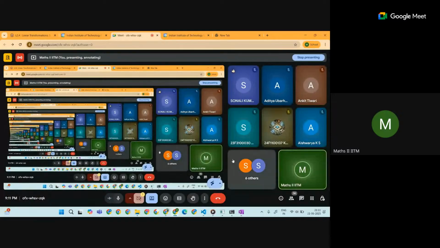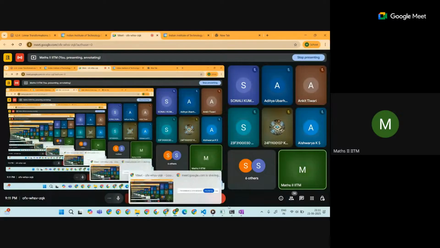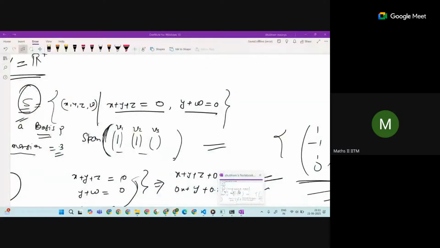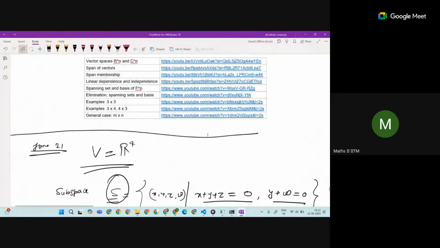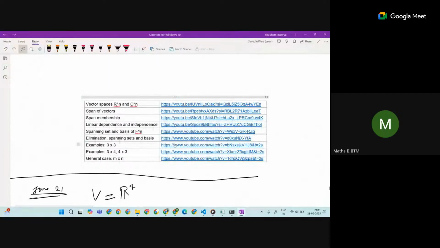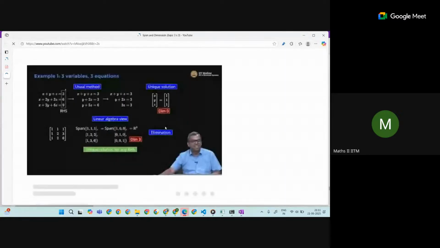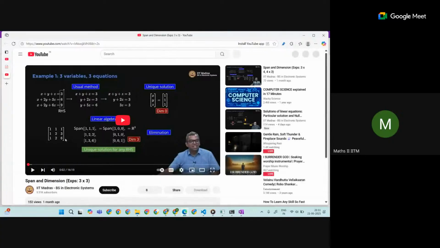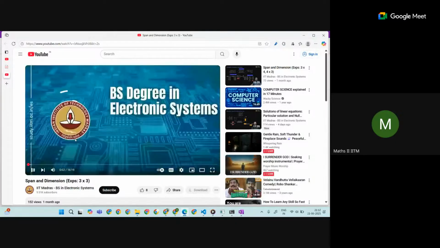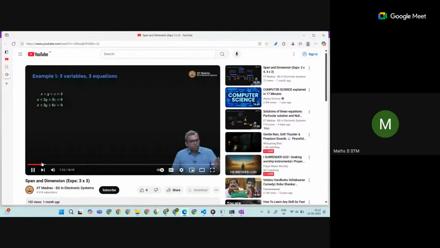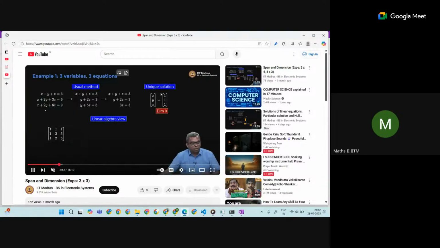If you see the examples here, the professor is solving systems of linear equations many times, and the meaning of it is the same. That means how we get the basis. The same is there for span and dimension in the 3 by 3 case. So first he is telling me how you will solve the system of linear equations.